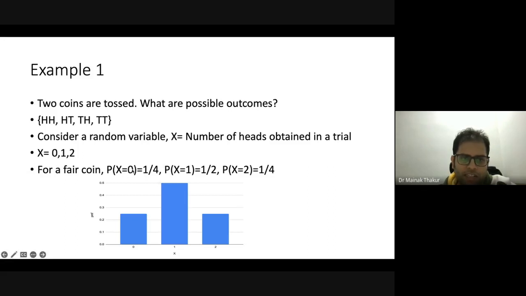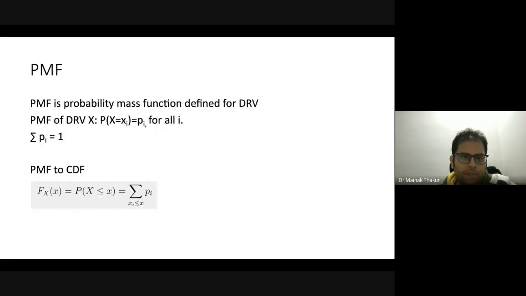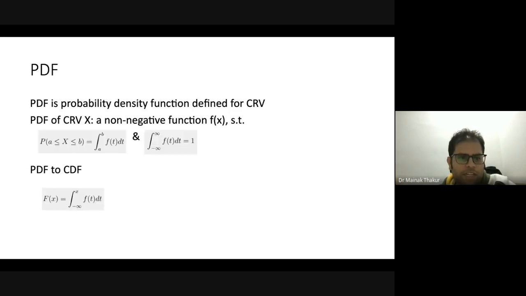We have already seen PMF here. Probability of X equals xi, let's say xi is 0, it's 1/4. That 1/4 is p1. X equals x2, this is p2. X equals x3, this is p3. And we have drawn this PMF also. The summation of the pi's will always be 1, and you can convert PMF to CDF also, because F of x is probability of X less than or equal to x, which is the summation of all pi's for which xi is less than or equal to x. You sum up to x whatever probability is there. So you can get CDF from PMF.